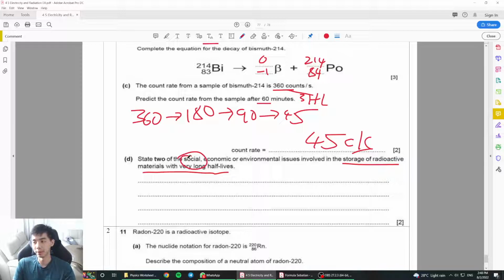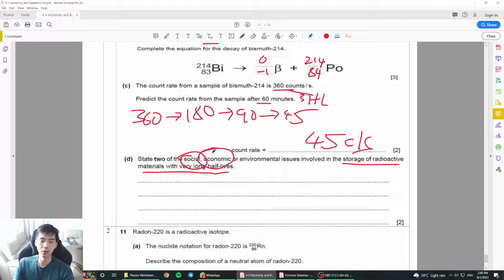Social wise, people are definitely going to be unhappy. Why? Because it's basically going to be a long-term problem, right? After a while, it's going to cause sickness, and it's going to cause people to move away, because the radiation count is too high.